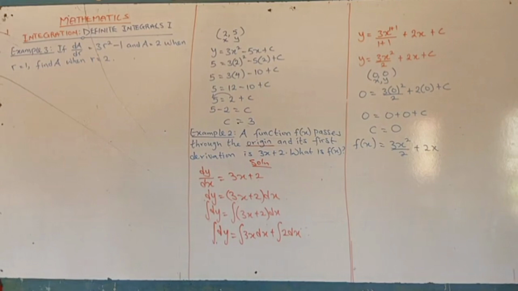Example 3. If dA/dr is equal to 3r squared minus 1 and A equals 2 when r is equal to 1, find A when r is equal to 2.